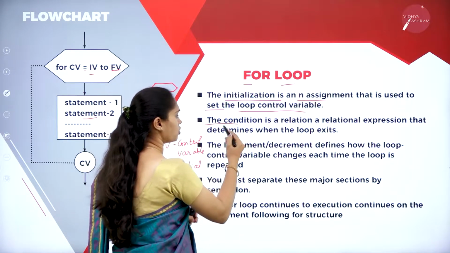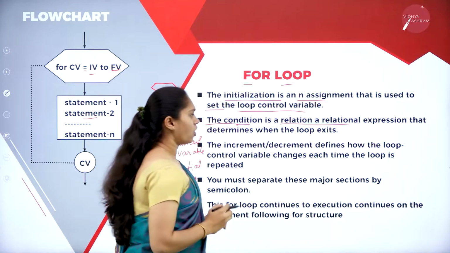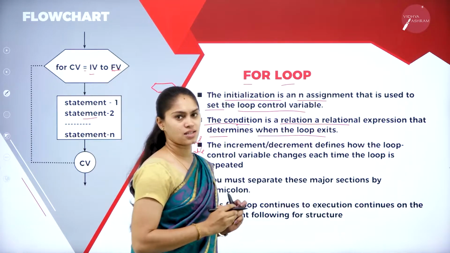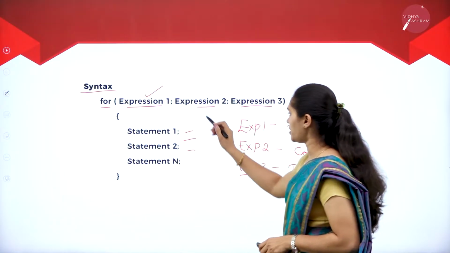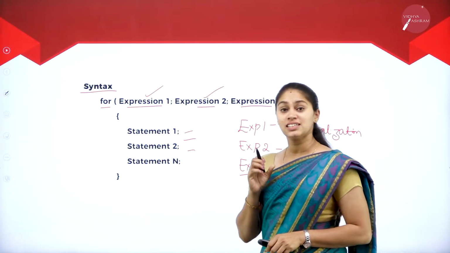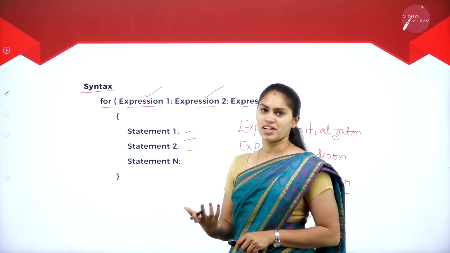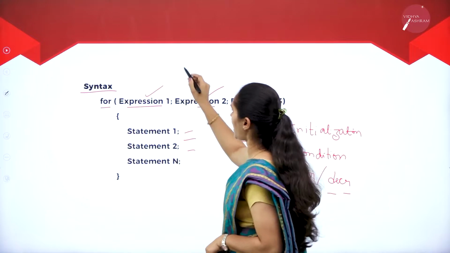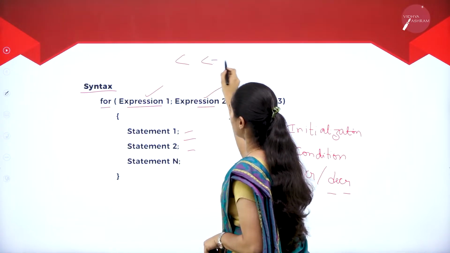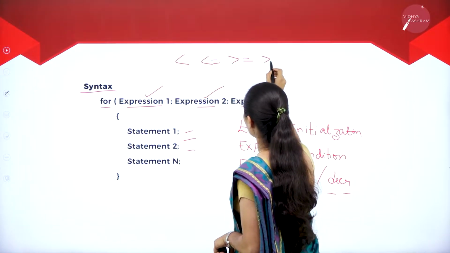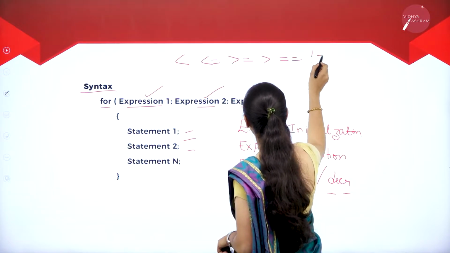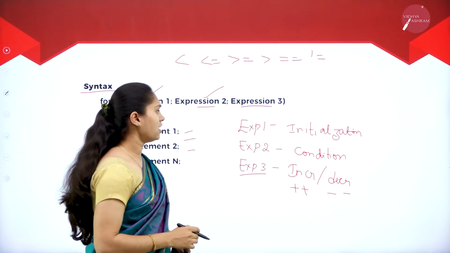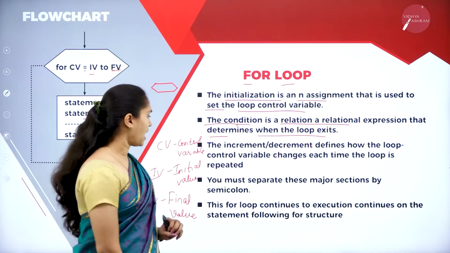Next, expression 2, the condition, is a relational expression that determines when the loop exits. That means in expression 2 we are going to have a condition. That can be any type of relational condition. There we had discussed lesser than or equal to, greater than or equal to, greater than, or not equal to. Among all these, it can have any of the relational expressions in expression 2.